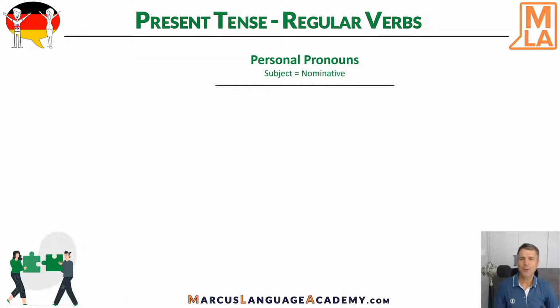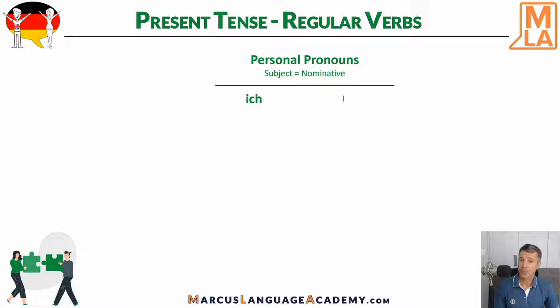The ending of the verb is determined by the personal pronoun. The subject in the sentence always uses the nominative case and is also visualized by me with green, because it has a direct influence on the conjugation of the verb. Besides the nominative, there are other cases, but I'll explain that in one of the next videos.